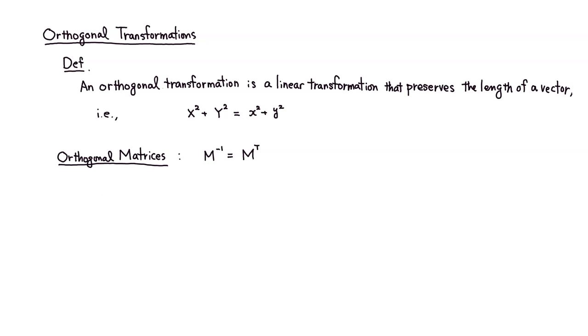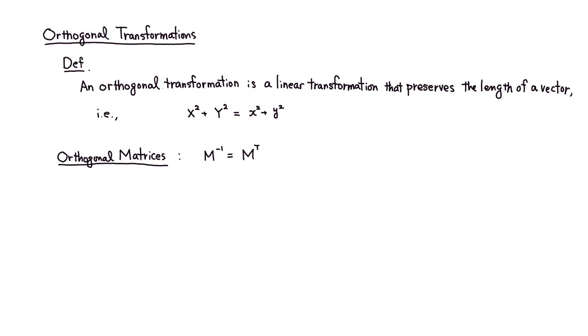All right, let's look at the orthogonal transformations. Here's the definition. An orthogonal transformation is a linear transformation, so it has a corresponding matrix that preserves the lengths of a vector. So the distance from the origin will never change after the transformation.